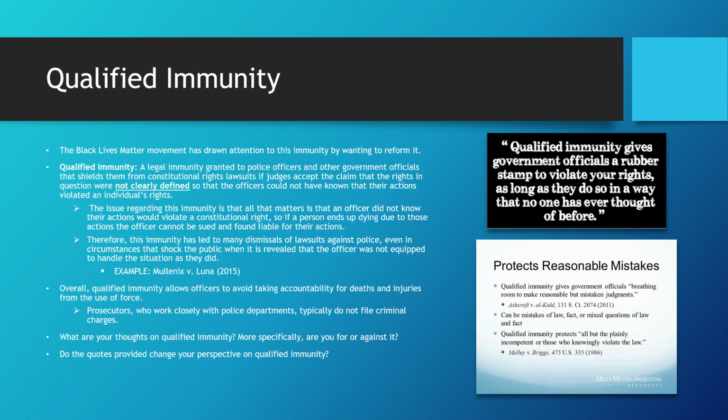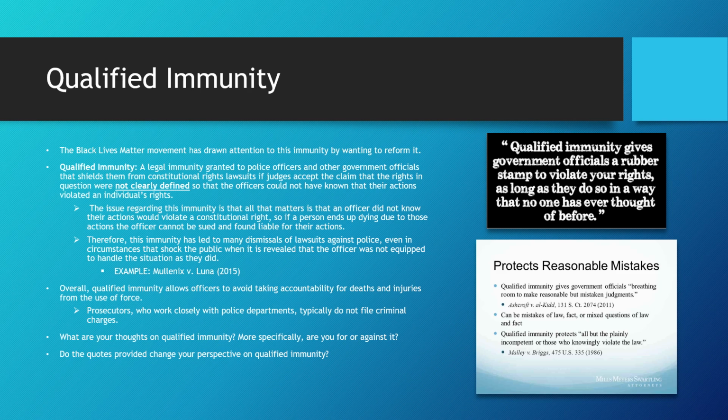The Black Lives Matter movement has drawn attention to qualified immunity and wanting to reform it. Qualified immunity can be described as a legal immunity granted to police officers and other government officials that shields them from constitutional rights lawsuits if judges accept the claim that the rights in question were not clearly defined, so that officers could not have known that their actions would have violated an individual's rights. The issue regarding this immunity is that all that matters is that an officer did not know that their actions would violate a constitutional right. So if a person ends up dying due to those actions, the officer cannot be sued and found liable for their actions. Therefore, this immunity has led to many dismissals of lawsuits against police, even if the circumstances shock the public.